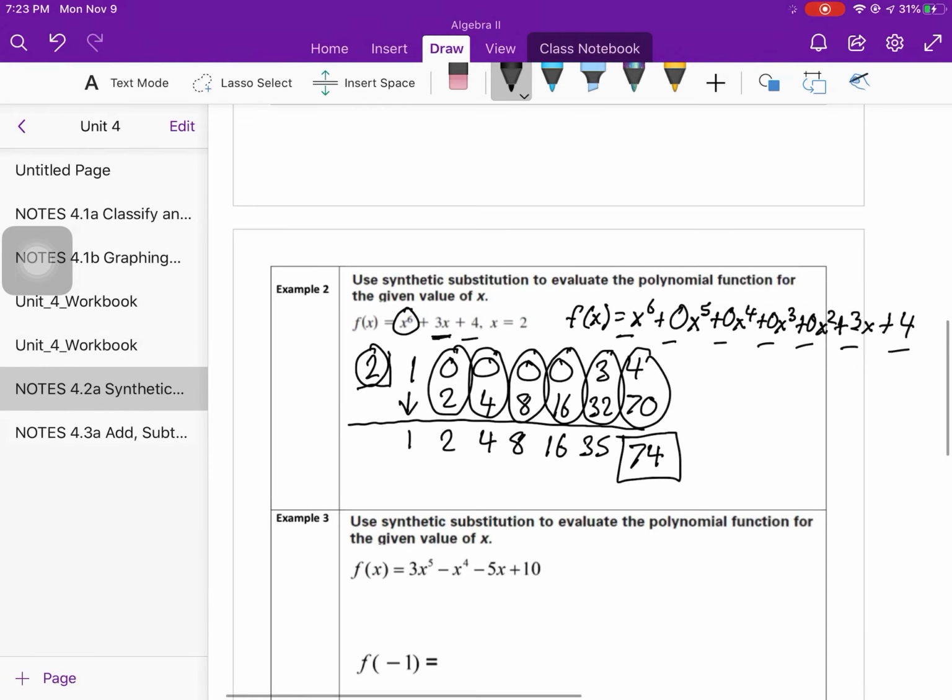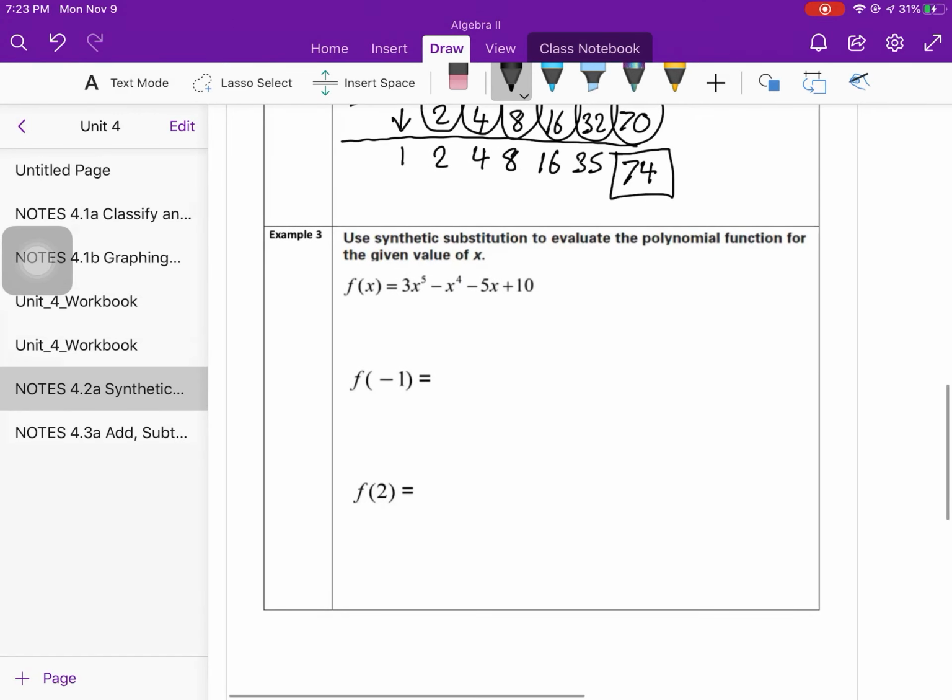All right, so let's keep going here. Number 3. I'm going to do the first one with you. I'm going to help you set up what our function should look like, and then I will do the -1 part.